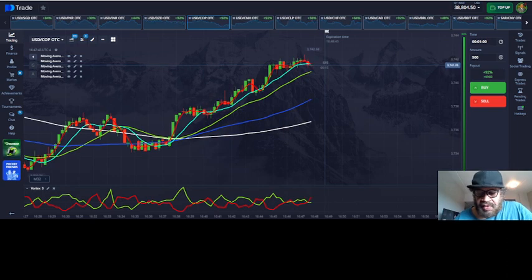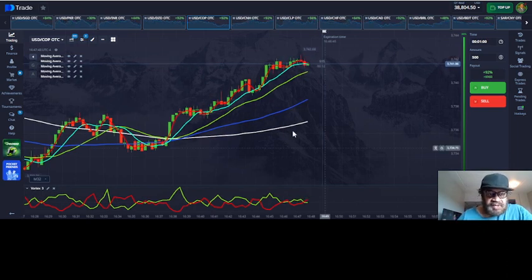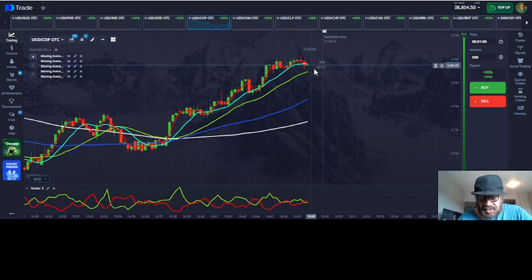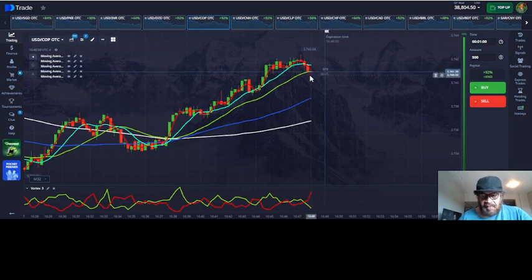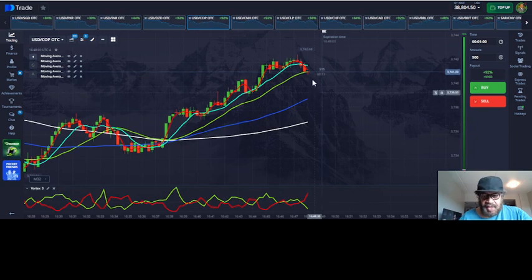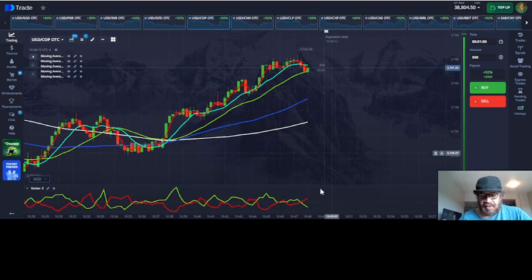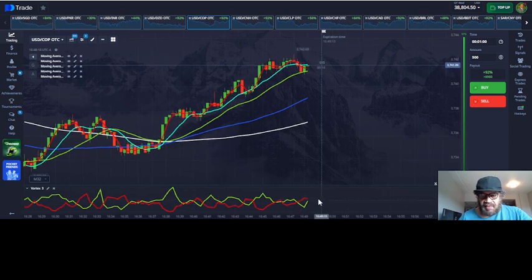Okay, so I'm on the USD COP OTC, and similarly to the last trade, I'm looking to take a bullish trade here. There's a retracement currently happening, so I'm going to wait for a reversal here, and once the reversal is confirmed with the cross of the Vortex, hopefully. See here at the bottom, the Vortex line.